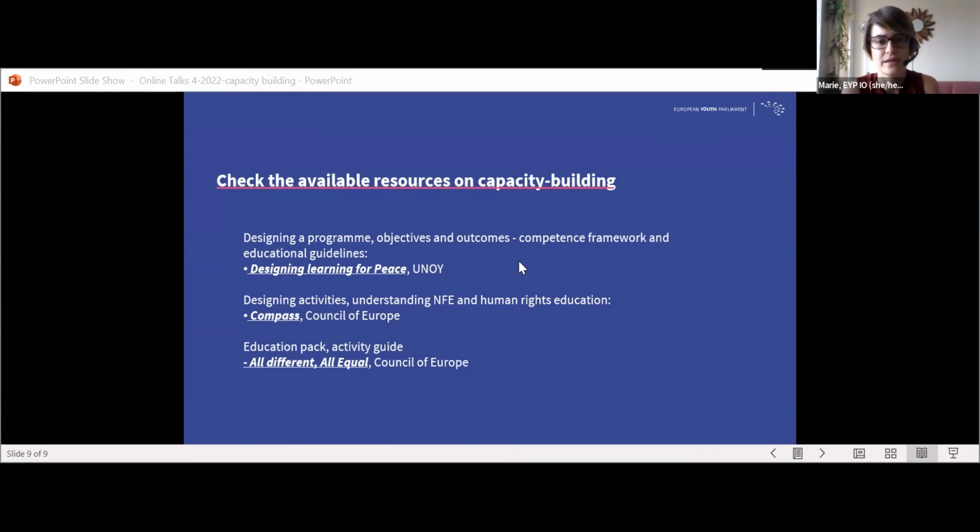There's also the really good education pack, All Different, All Equal, from the Council of Europe, which is also a list of activities you can use on different topics.